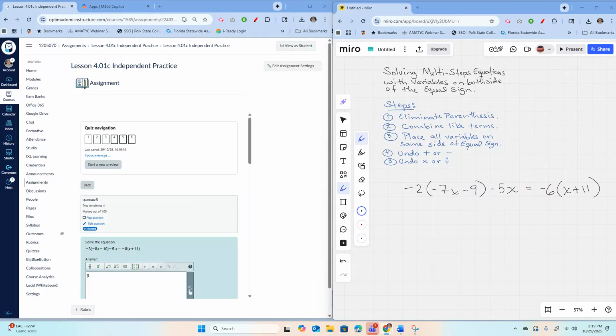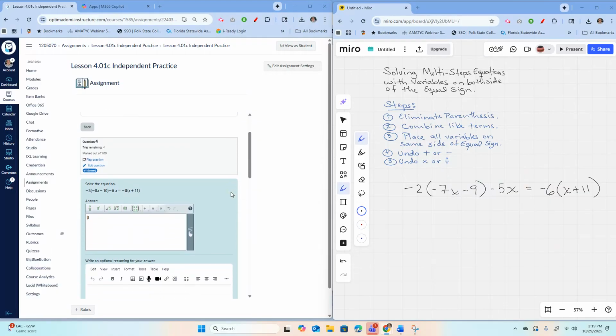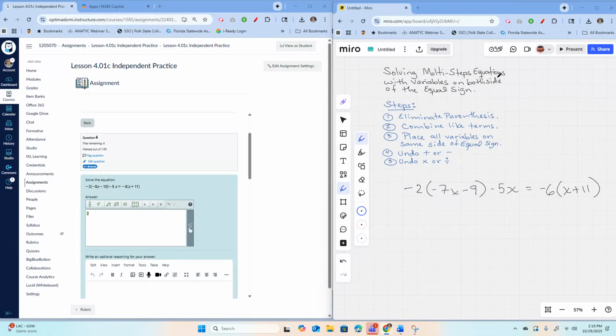All right, here's question number 4. Again, a similar one. We solve a multi-step equation, which means you're going to have to do a bunch of steps to find the value of x. The only thing different is we're going to have variables on both sides of the equal sign. How do you solve an equation like this one? Follow the 5 steps above.